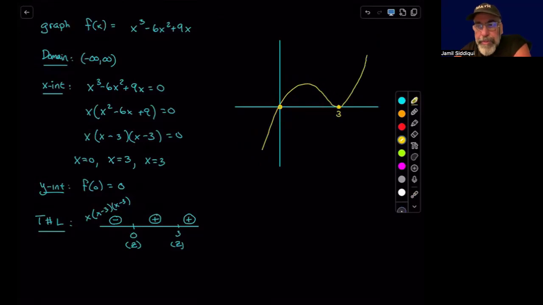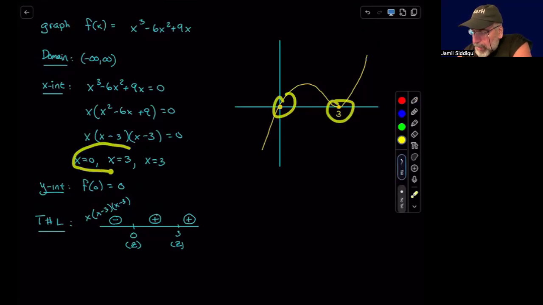So that would be our graph. That's looking pretty good to me. This is a degree 3 polynomial. We've got, and it's interesting how we say it, two zeros, which is correct, but we really have three answers. It's just that one of them is repeated.